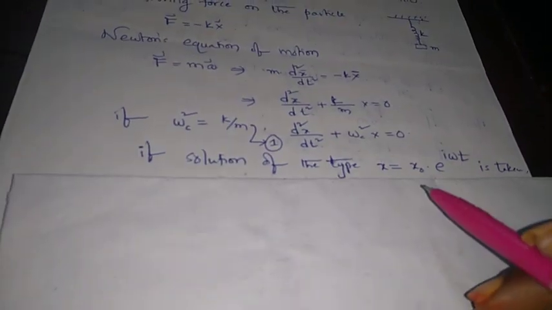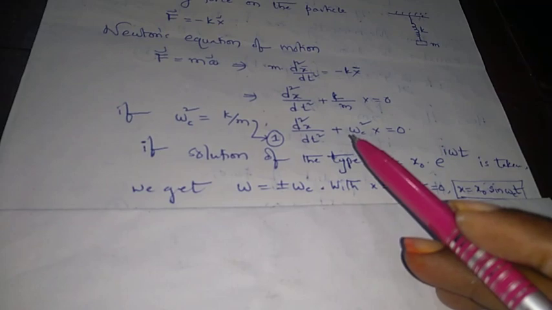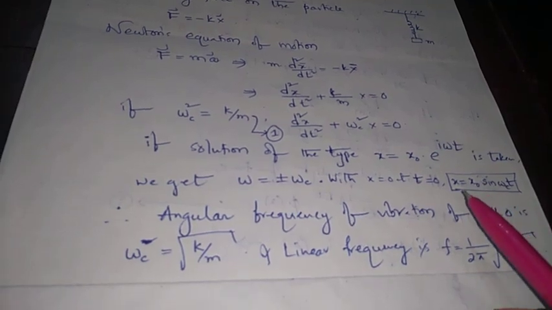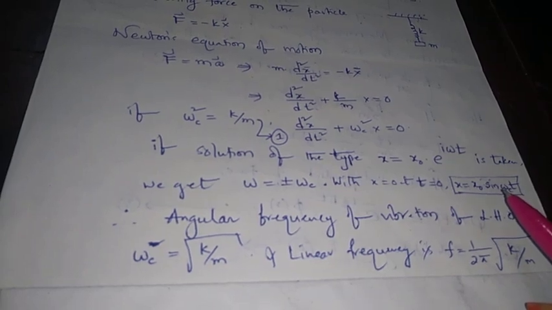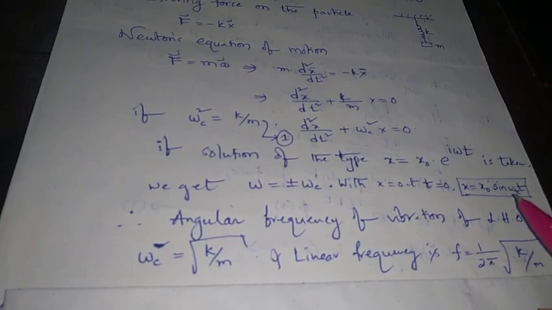If you take the solution for x of this type, when we substitute this into the equation and solve, we get omega equals plus or minus omega c. If you put the initial condition at t equals 0, x equals 0, then we get x equals x naught into sine omega c t. Therefore the angular frequency of oscillation of x is our omega c.